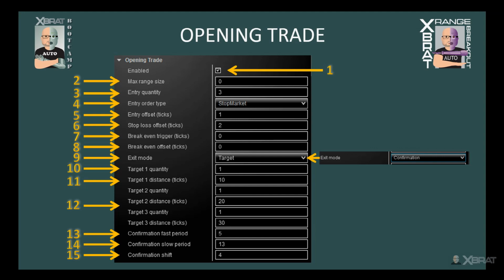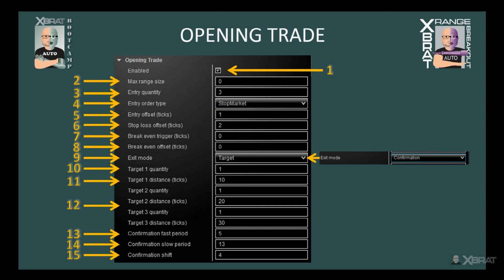Number one, as default, all three modules are checked to be enabled. Obviously, unchecking each during optimization will help. More on that in the optimization class. Okay, so here we go. Number two, the max range allows you to stipulate a maximum range of the opening range. If it's too big, a breakout may not have the momentum to continue. What we have as default is set to 0, which means that there's no maximum range.